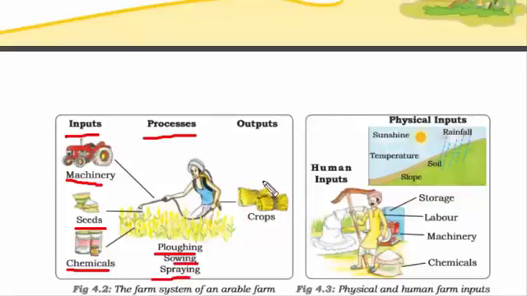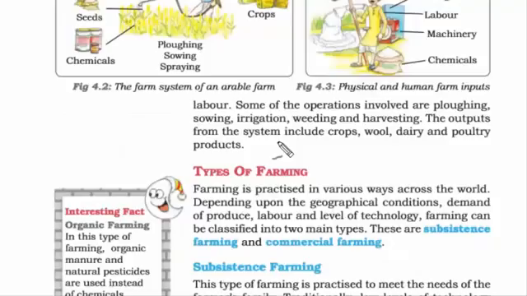And then finally we have output. That means, what do we gain out of this entire investment that we did? That is nothing but crops. If you see, some of the outputs are: from agriculture we get crops, from animals we get wool, we also get dairy from animals, and then poultry from hens and chickens. So that was all about the farming system.